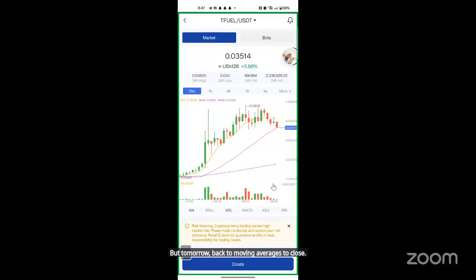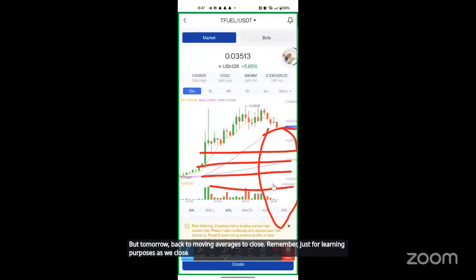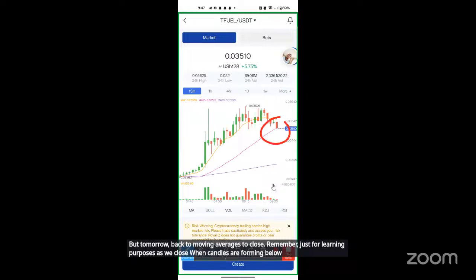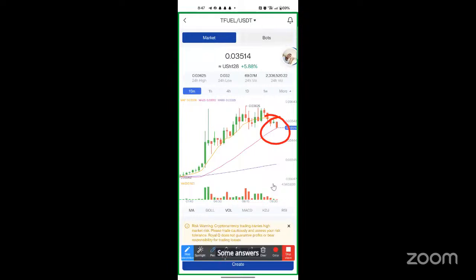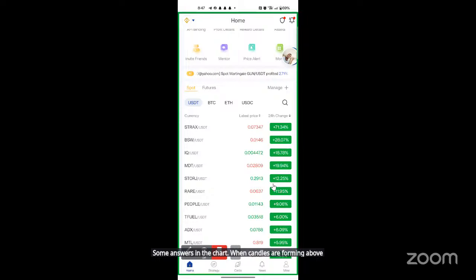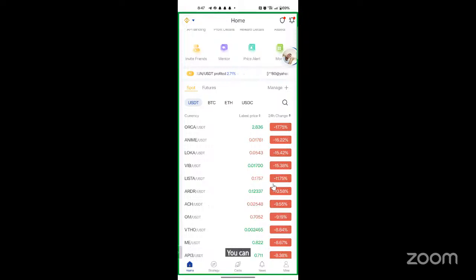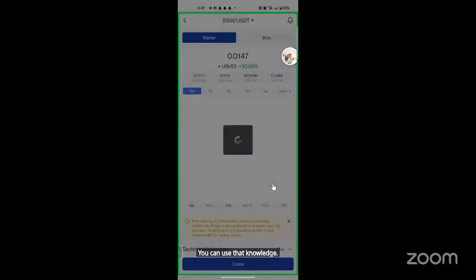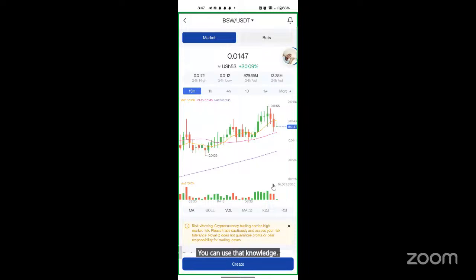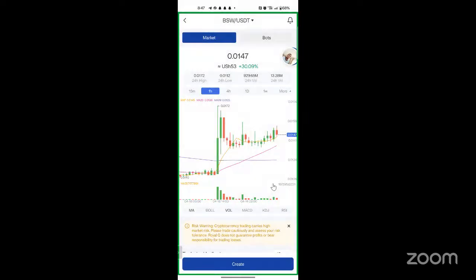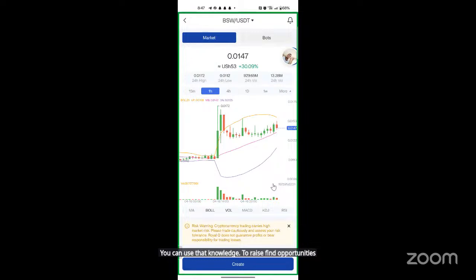Remember, just for learning purposes as we close, when candles are forming below, the coin is on a what? Just as we finalize, when candles are forming below, the coin is on a what? Some answers in the chart. When candles are forming above, so basically, you can use that knowledge to always find opportunities in the market.